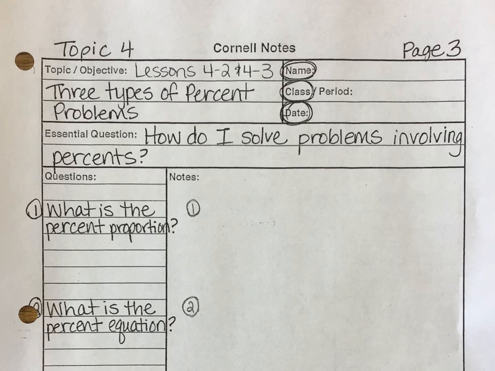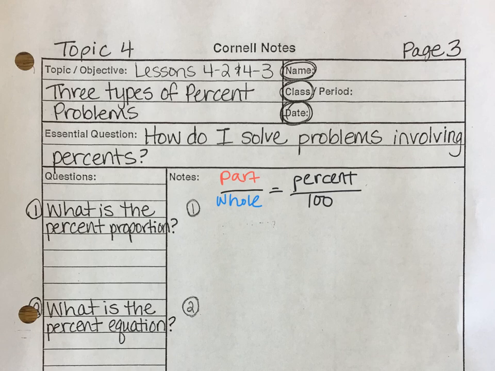Number 1, what is the percent proportion? Well, you may remember back from topic 3 where we talked about ratios and proportions and how proportions represented equal ratios. And the percent proportion is simply a statement that shows two ratios that are equal. The percent proportion shows the part to whole ratio, and it equals the percent over 100 as the second ratio.